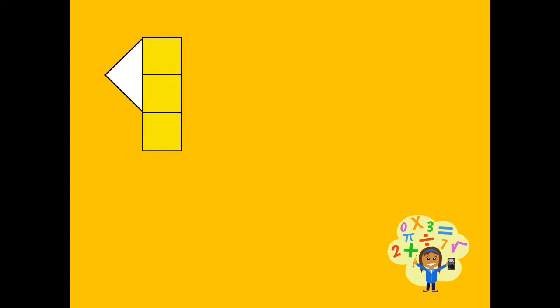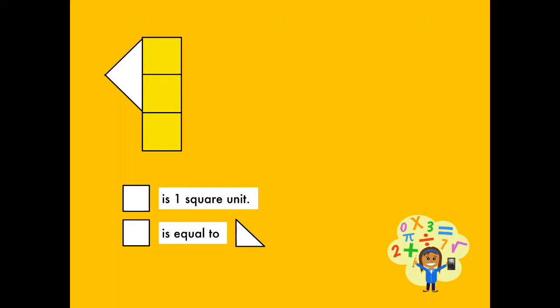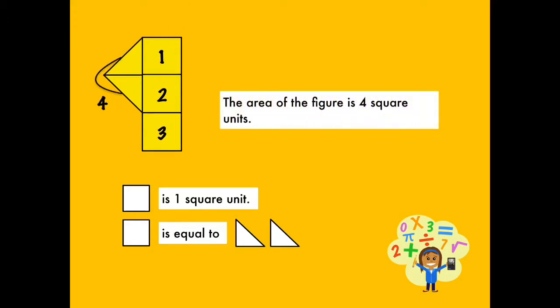The remaining figure can be covered with squares and half squares. 1 square tile is the same as 1 square unit. This is a half square. 1 square unit is equal to 2 half squares. We can cover the remaining parts of the figure using the half squares. We can say that the figure is covered by 1, 2, 3, 4 square units. The area of the figure is 4 square units.